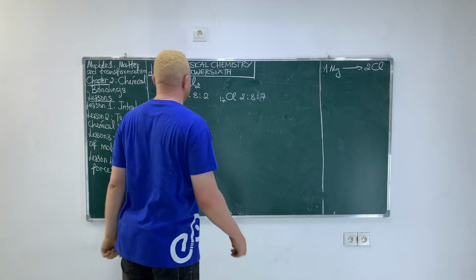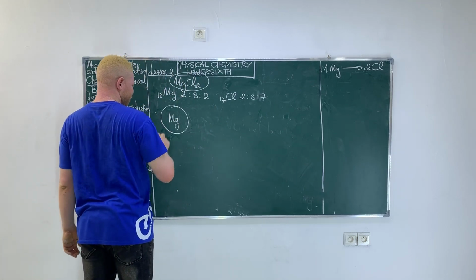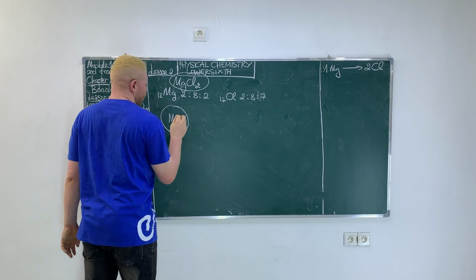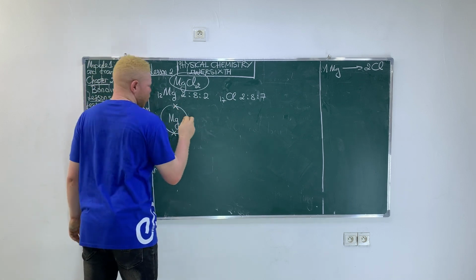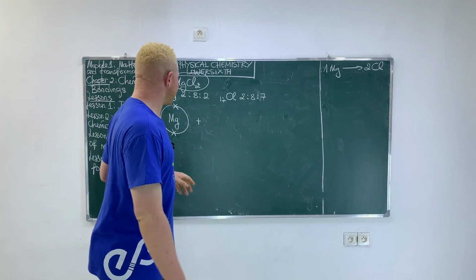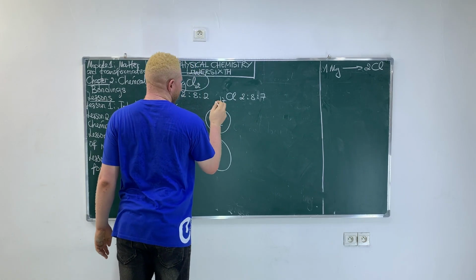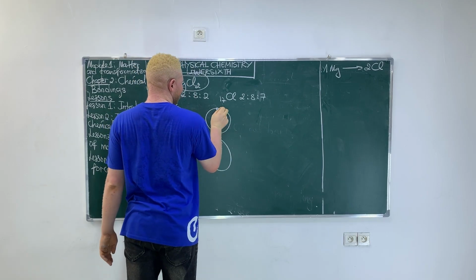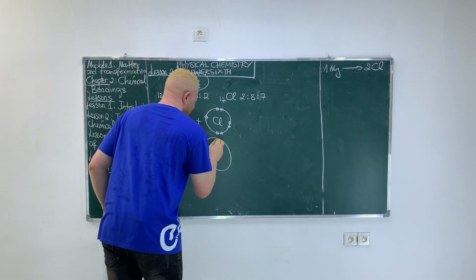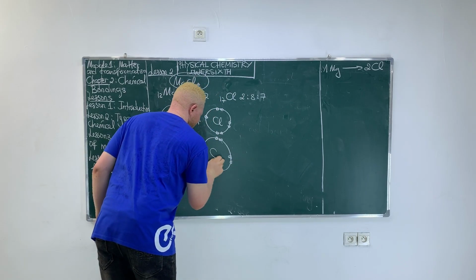So we write our magnesium atom. In the formula, there's only 1 magnesium, so we write Mg. In the Mg atom, there are 2 electrons in the outermost shell. Plus chlorine. There are 2 chlorine atoms, so we write the 2 chlorine atoms. Each chlorine has 7 electrons in the outermost shell: 1, 2, 3, 4, 5, 6, 7, and again 1, 2, 3, 4, 5, 6, 7.